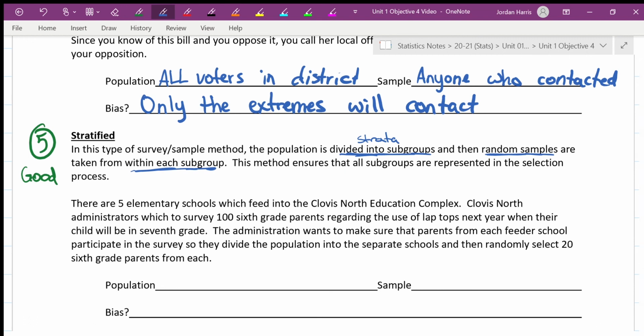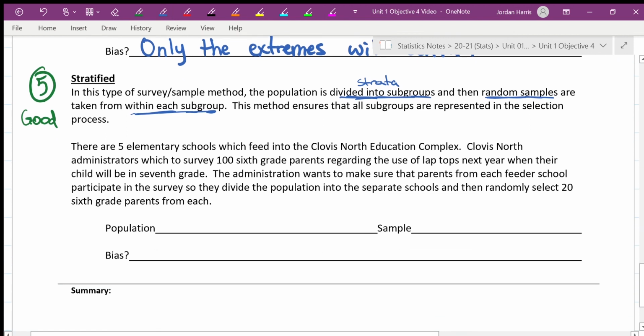So you might separate it by race or age or education or income, something like that. And then once you break it up, you're going to take a sample from each of those created sections, basically. Okay. So where you might use this is there's 5 elementary schools which feed into Clovis North. If they want to make sure every elementary school is represented, they have to use a stratified sample. Otherwise, they might just get people from 4 of the 5 elementary schools, which means 1 is left out.